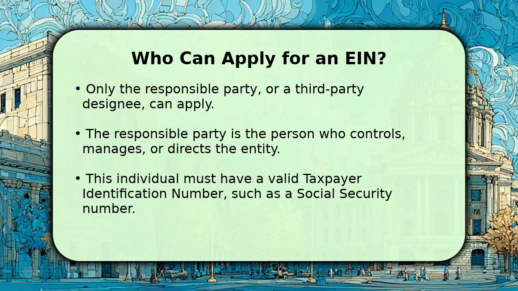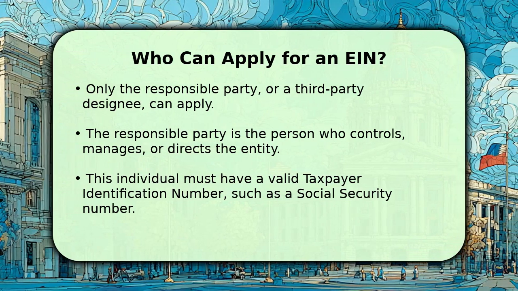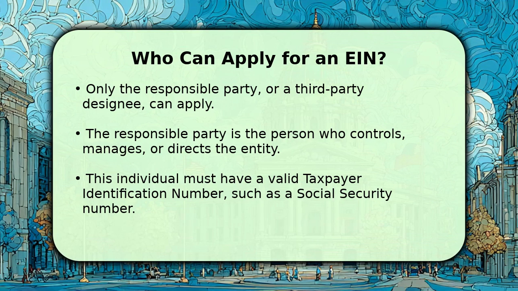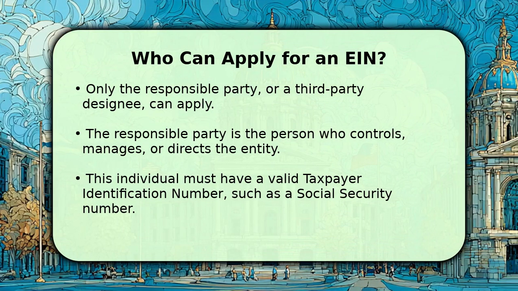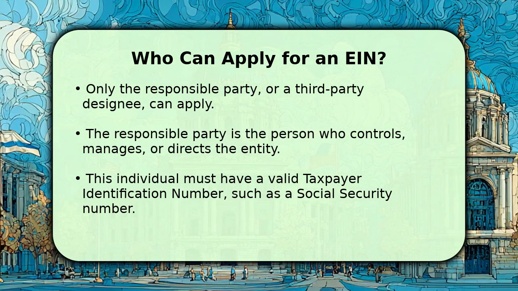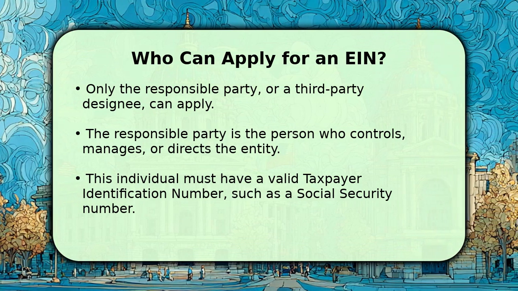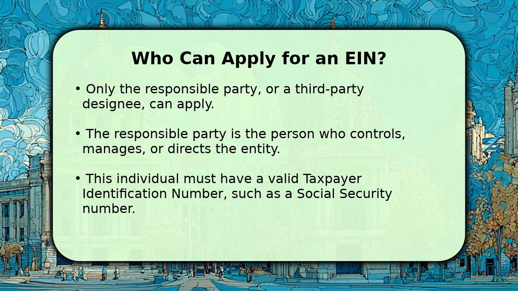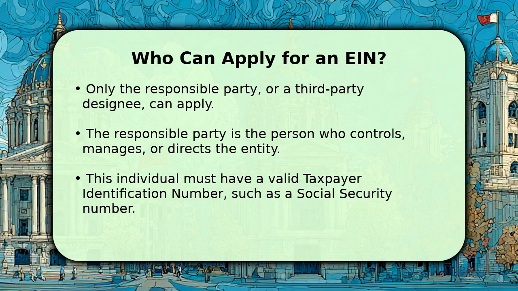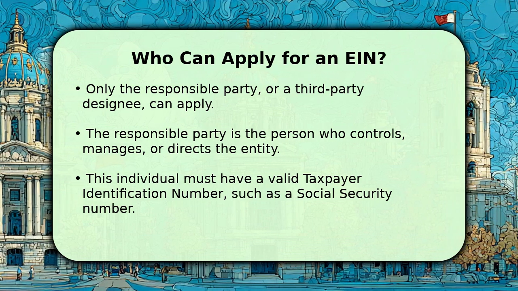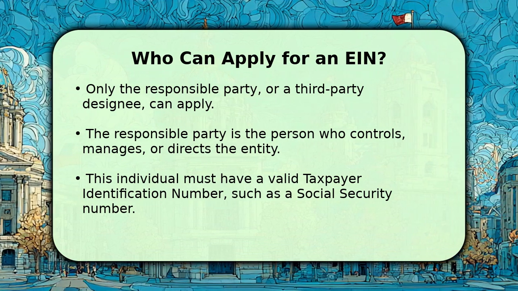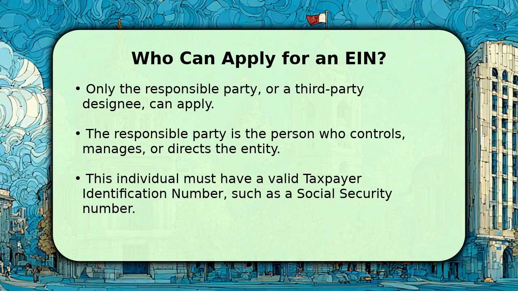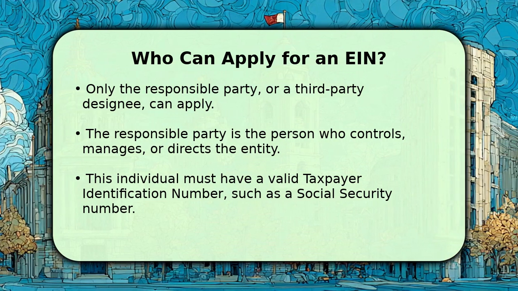Before applying, ensure you are the designated responsible party for your business. This means you have the authority to manage and control the entity. You must also possess a valid taxpayer identification number, such as a Social Security number or an individual taxpayer identification number. Only businesses operating within the United States or its territories are eligible for this online application. Confirming your eligibility saves time and avoids application delays, so check these requirements thoroughly.